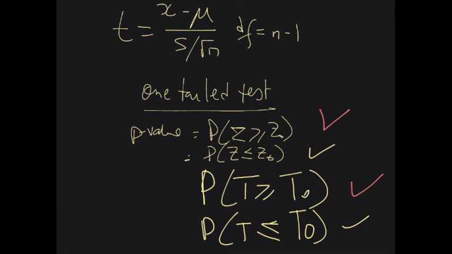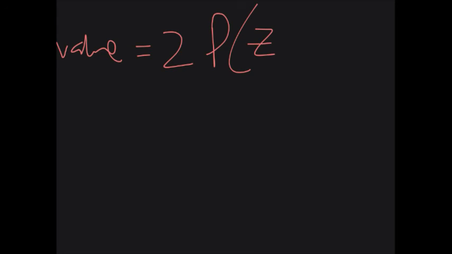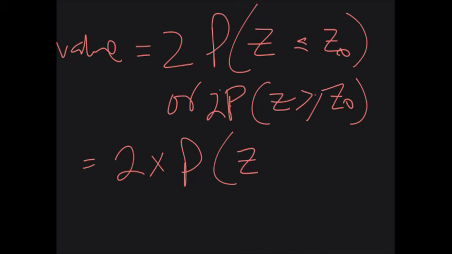When it is a two-tailed test, however, for two-tailed tests, in that case the p-value would be equal to twice the probability of z less than or equal to z0, or twice the probability of z greater than or equal to z0. Now there's another way to write this. Sometimes people get confused. It's just to say that it is twice the probability of z greater than or equal to the absolute value of z0.